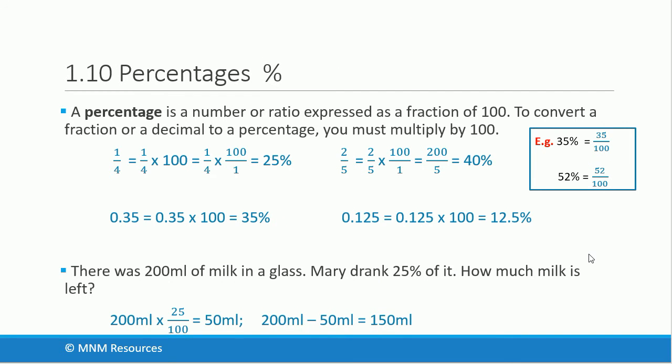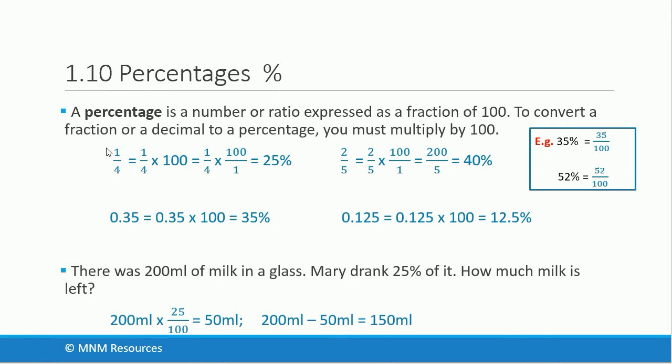What is a percentage? A percentage is a number or ratio expressed as a fraction of 100. So for example, if you say 35%, it means 35 by 100. If you say 52% in a fraction, it means 52 divided by 100. To convert a fraction or a decimal to a percentage, you must multiply it by 100. That's a little tip for you.